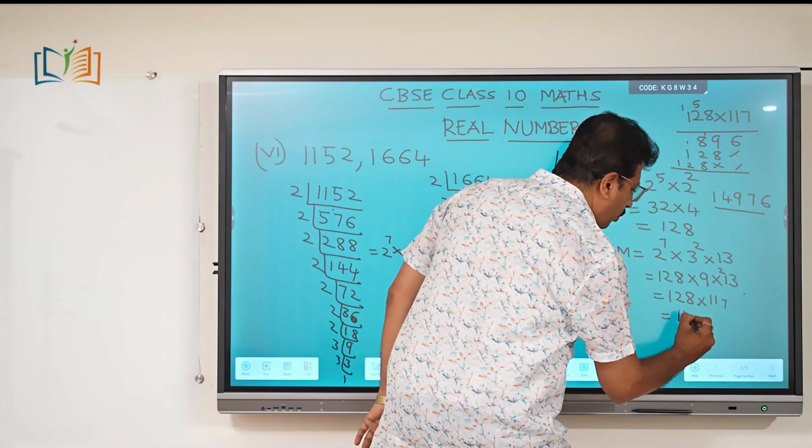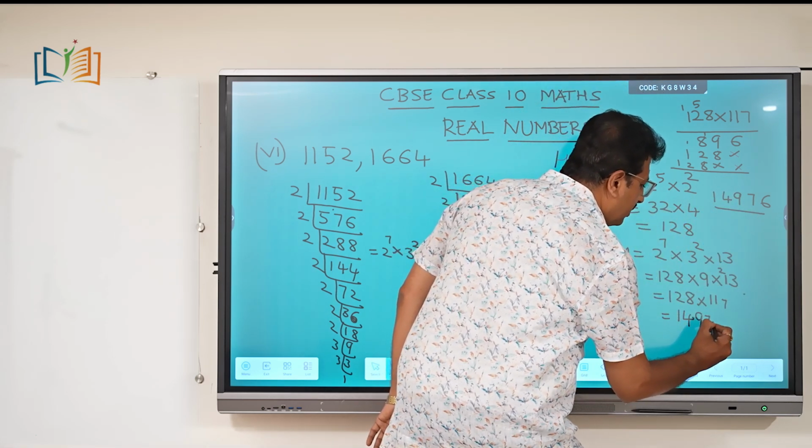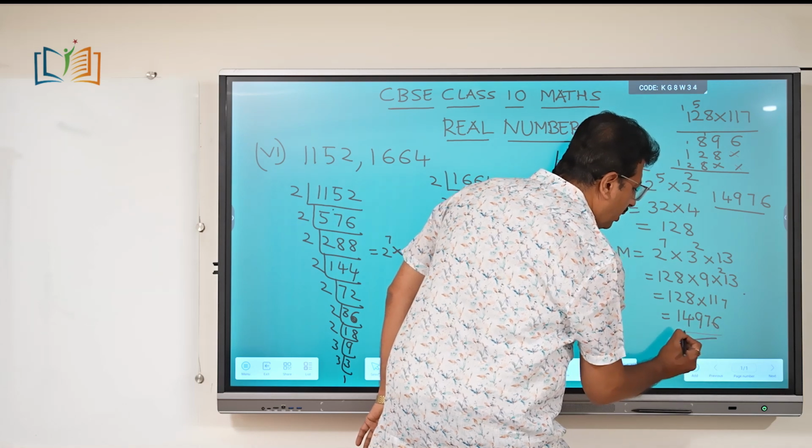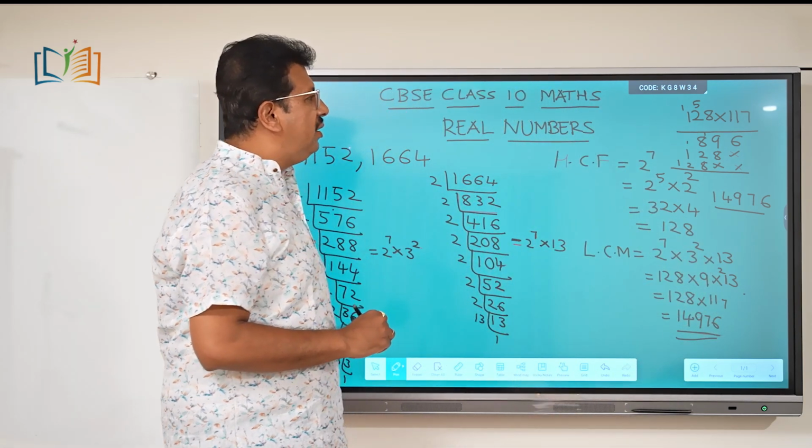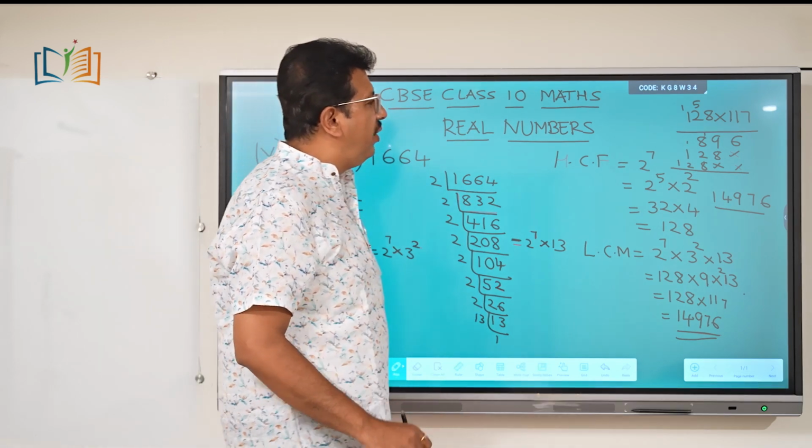14976. 14976. So this should be our LCM. 14,976. You can just verify once again.